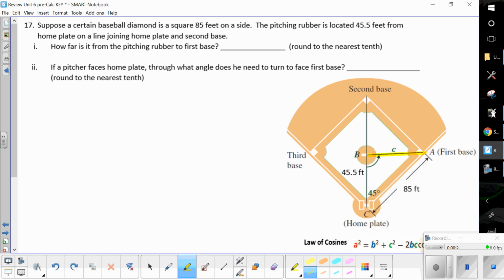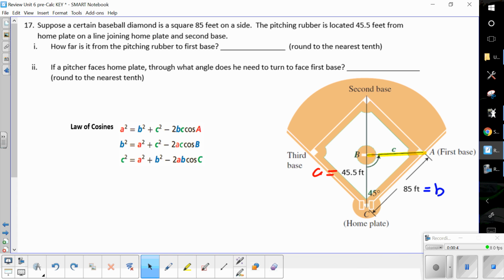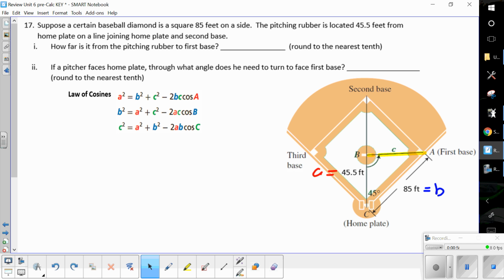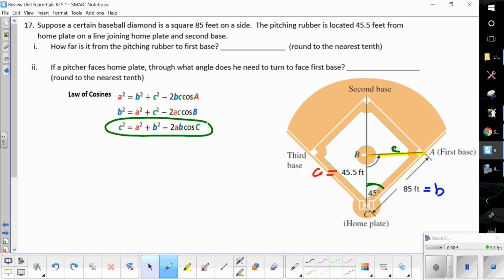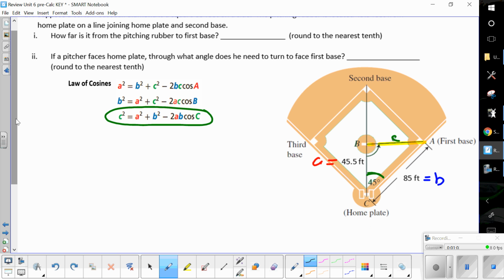And I'll go ahead and fill some things in here. This is going to be little b because it's opposite of big B. And this will be little a because it's opposite of big A. So we'll put a little a right here. And then I'm going to pull up my law of cosines because there are 3 different formulas and I have to decide which is the best. I do know big C here, and I'm looking for little c. So the best formula is the only one that has a big C in it. So I'm going to start filling out this information.